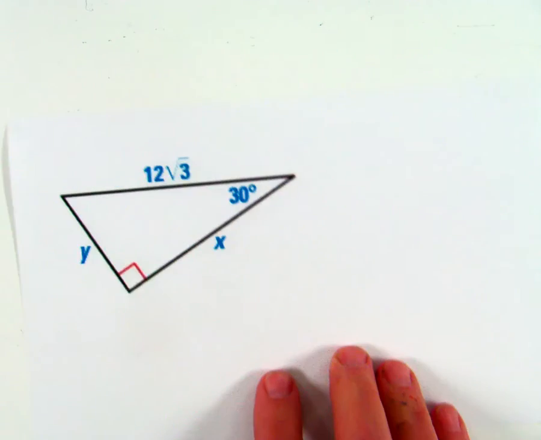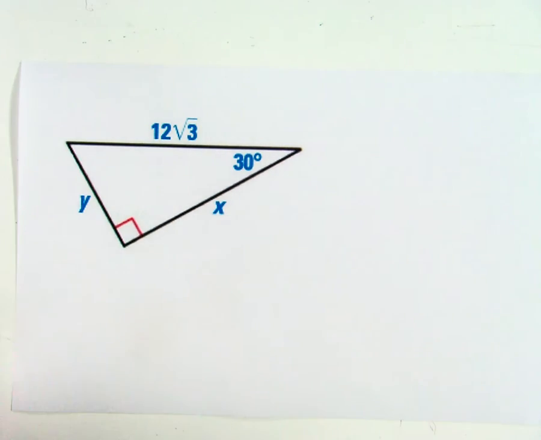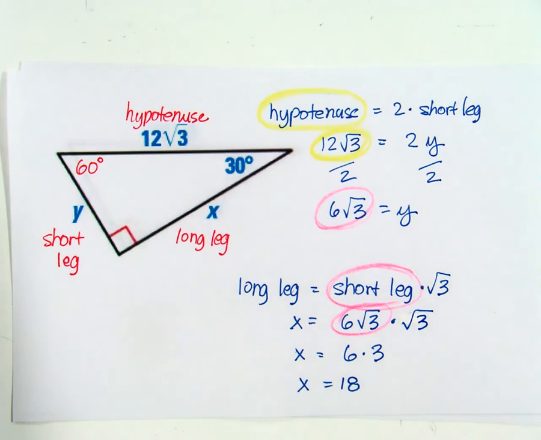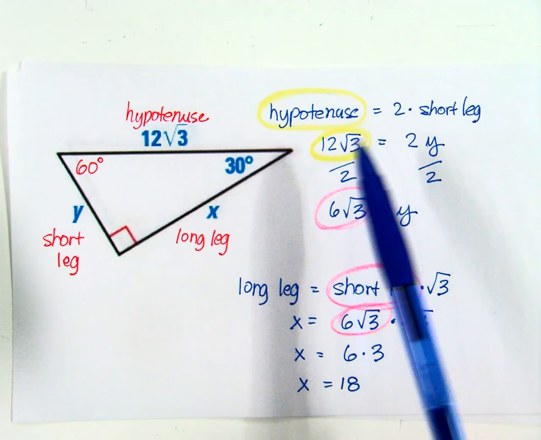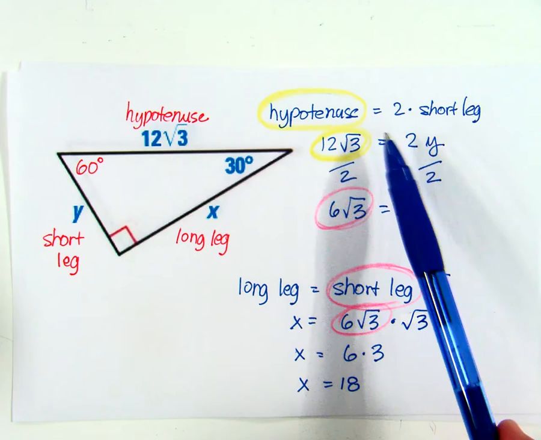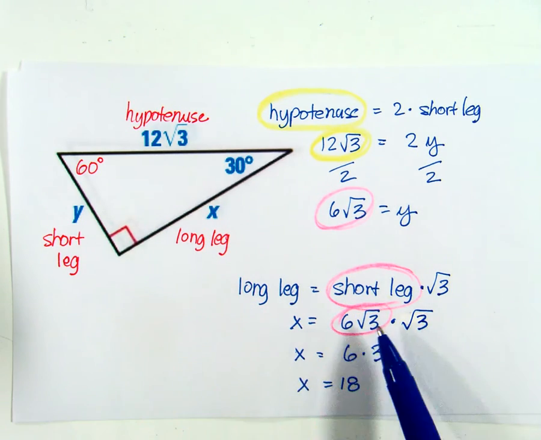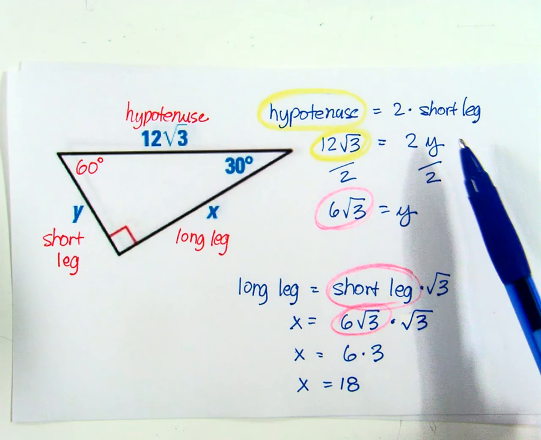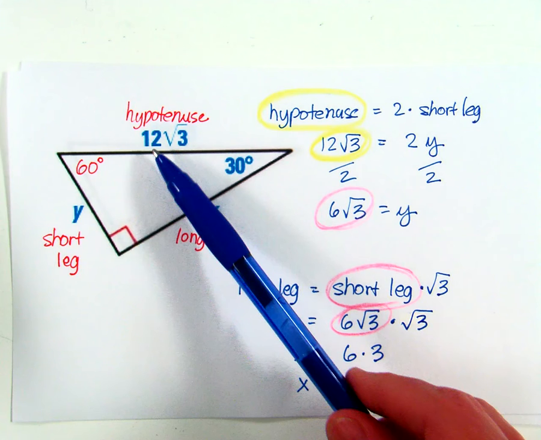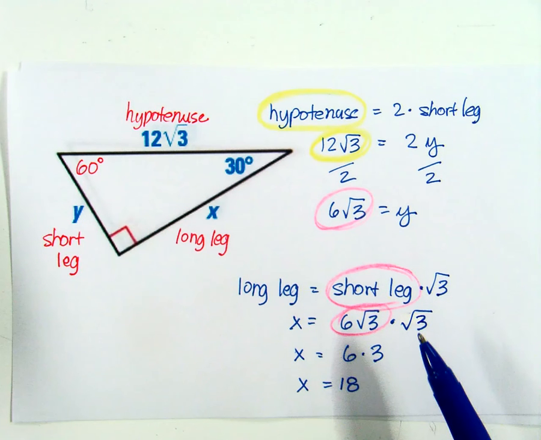Next example. Give it a try. Here's the solution. Again, each time, especially when you're first learning, go ahead and write out the theorem. Hypotenuse is 2 times the short. We do that one first now because that's what we have. We don't have the long or the short. We have the hypotenuse, so we start with that one. Substitute in the appropriate value. Solve and find the value of the short leg. Substitute in and find out the value of the long leg.